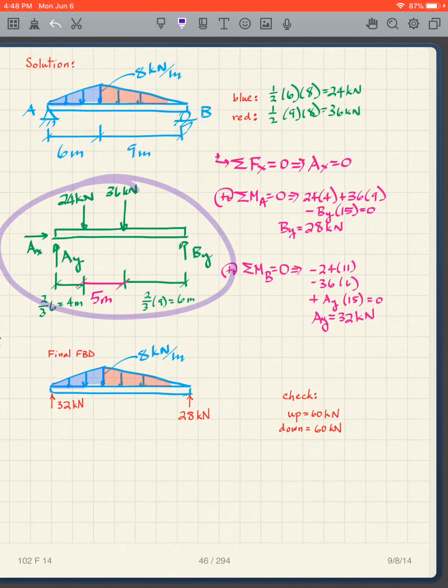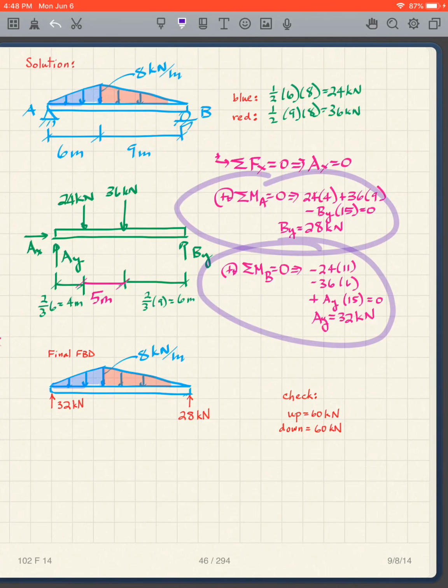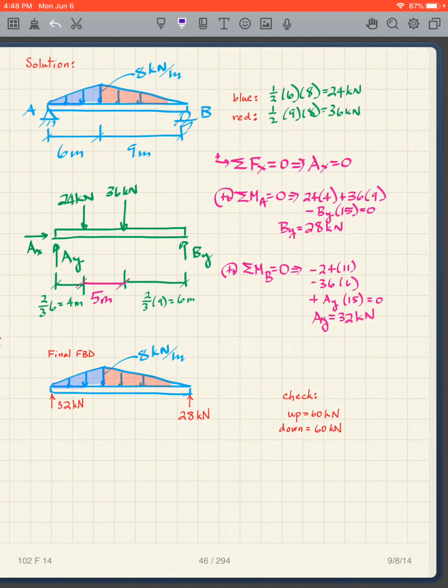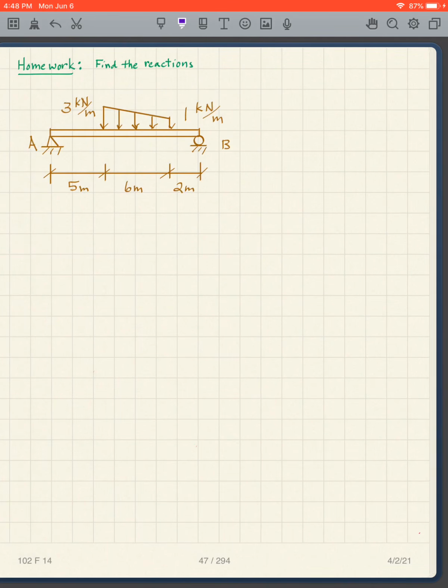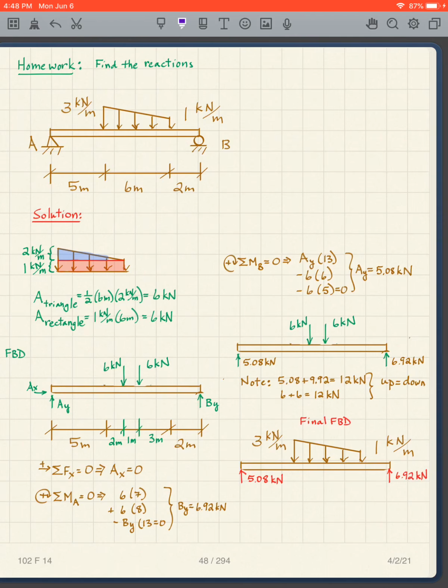So we solve this. Again, I'm not going to go through it because at this point it's sort of trivial. Go ahead and look through this to figure out how we got the AY and BY. Okay, now you need to do this one, so pause the video. Well, again, it's pretty straightforward.